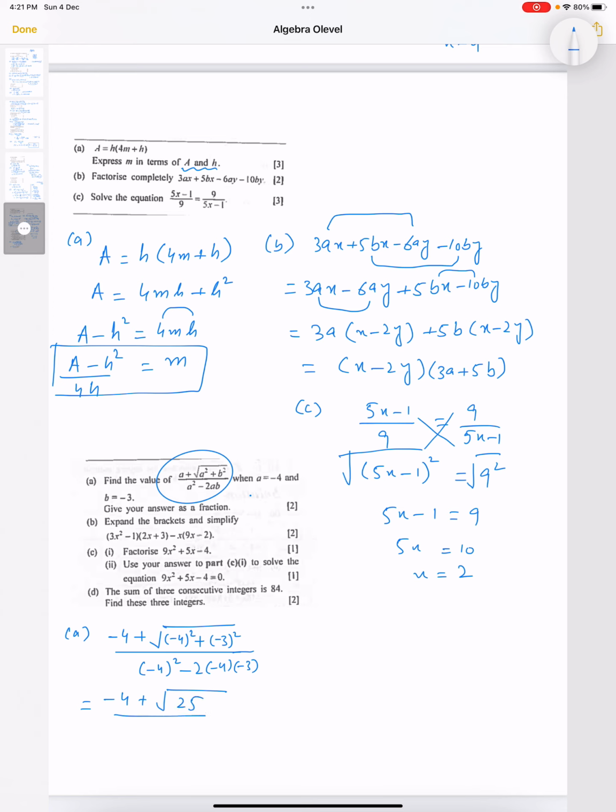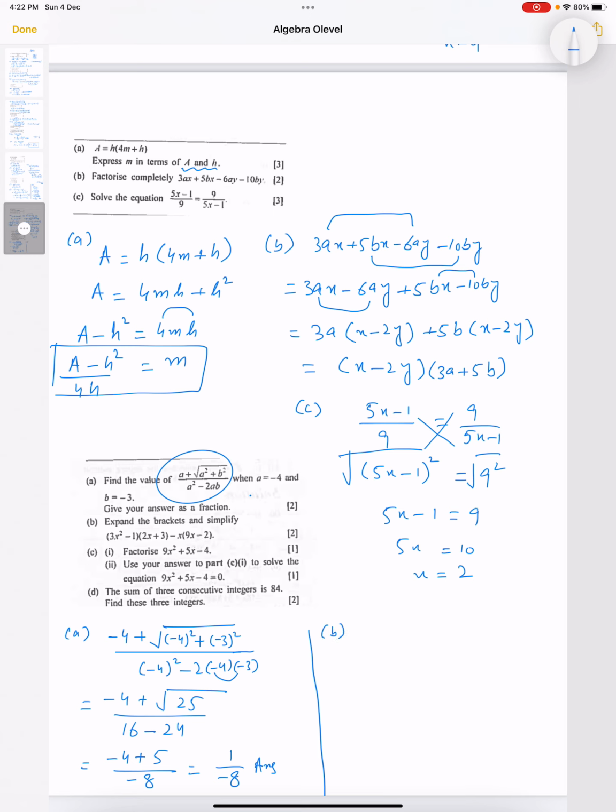In denominator we have 16 minus, this minus minus becomes plus, so 2 4s are 8 3s are 24. So we have minus 4 plus 5 over minus 8. So minus 4 plus 5 is definitely 1 over minus 8. That's the answer of it. They say give your answer as fraction, so that's the final answer.